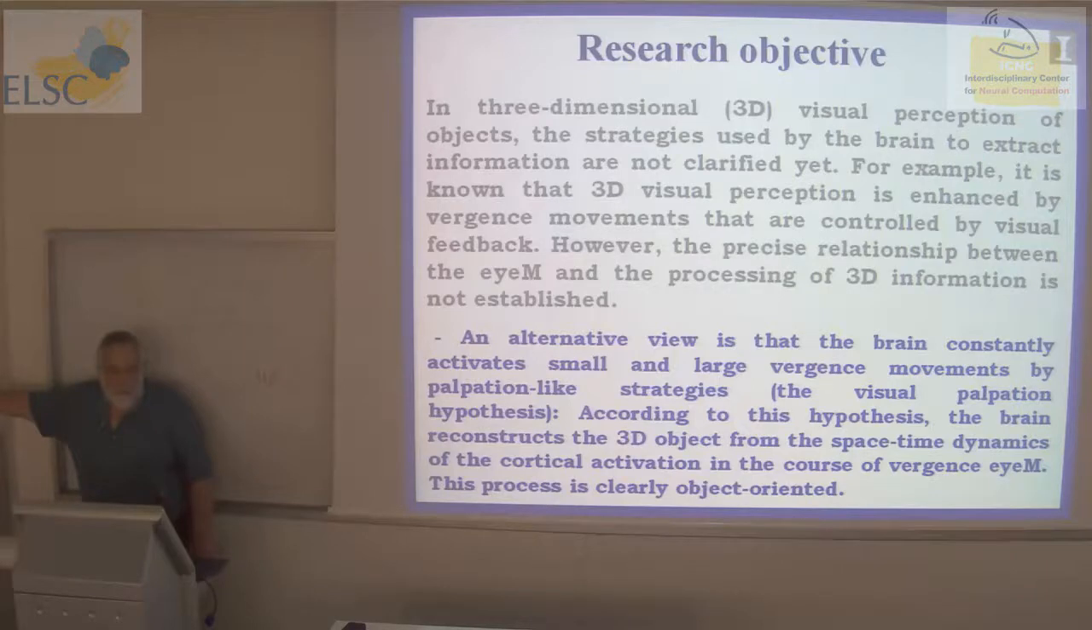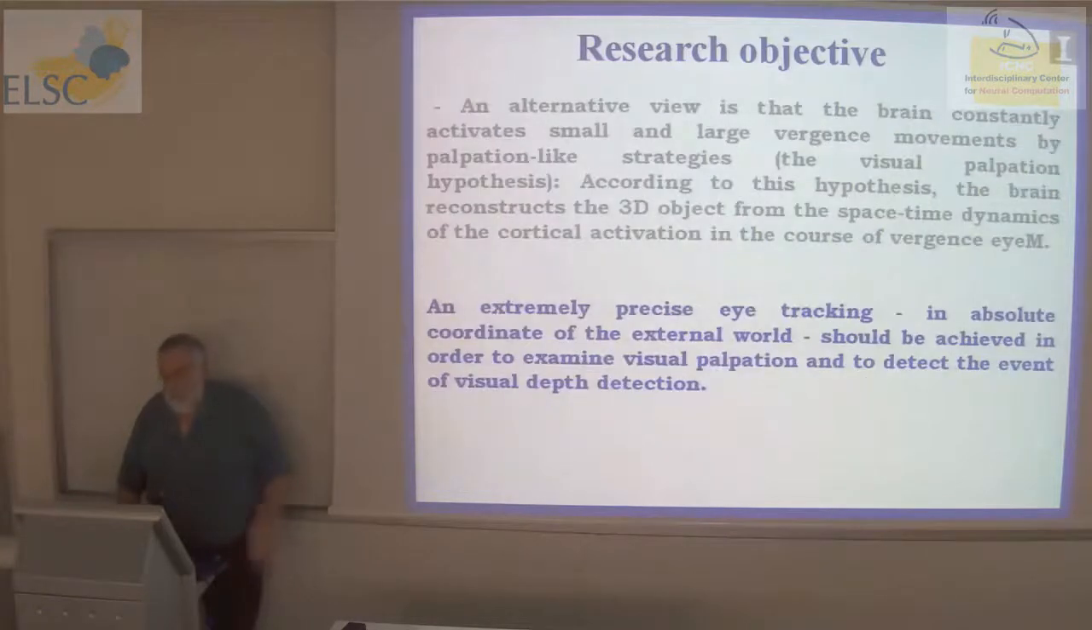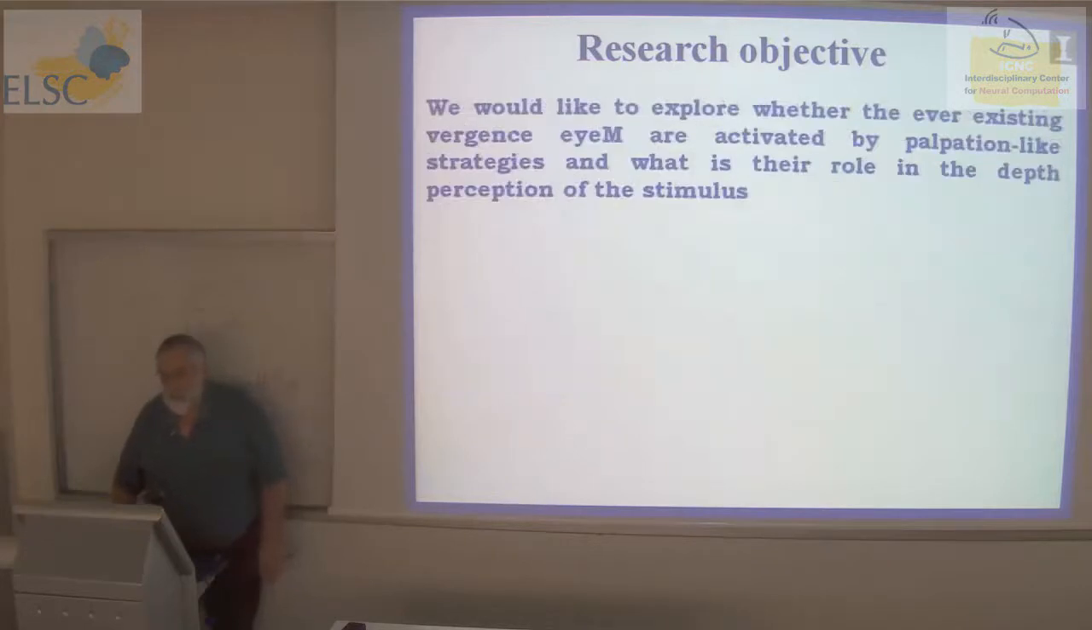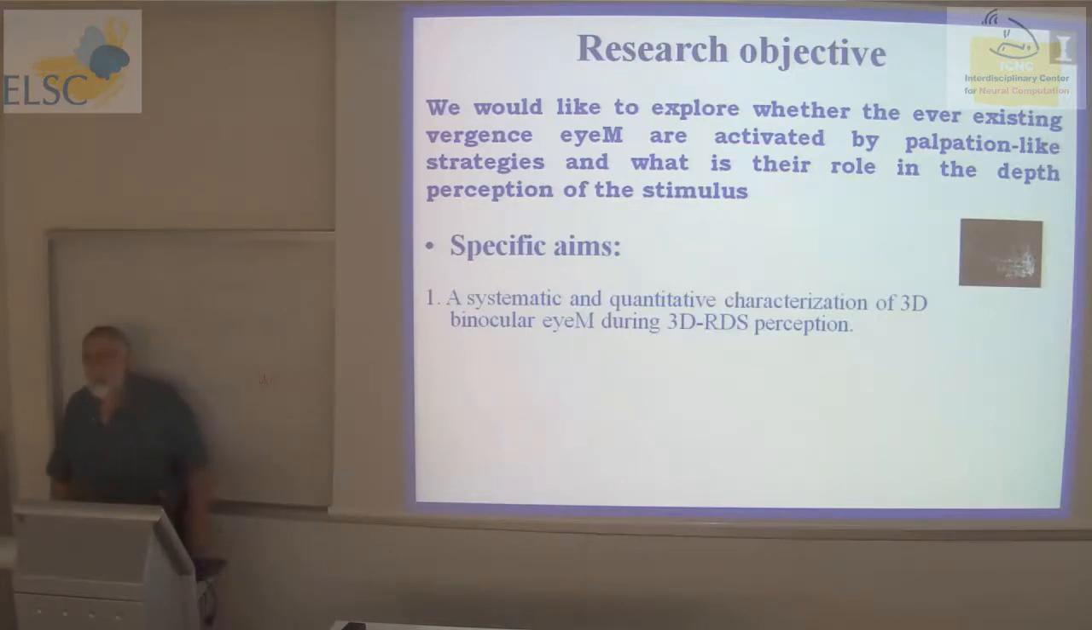This process is clearly object-oriented. You go to a certain object, and then you move along the object in the 3D space, and you don't try to reconstruct the two-dimensional image. And that's what we tried to check. Now, people did not check it in the past because the eye trackers don't have the resolution to do it. And that's why it was so important for us to make the eye tracker much more accurate.